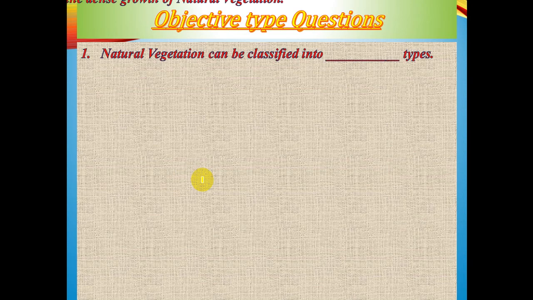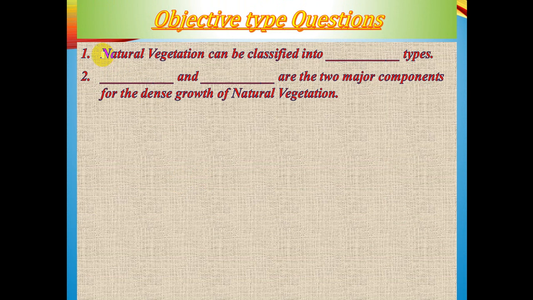Now the first question, the first blank under the objective type question is natural vegetation classification. We have already studied that on the basis of the amount of rainfall that every region receives in the entire world, natural vegetation is classified into three categories. And what are those? That is forest, second is grassland, and third is the shrubs or the scrubs.